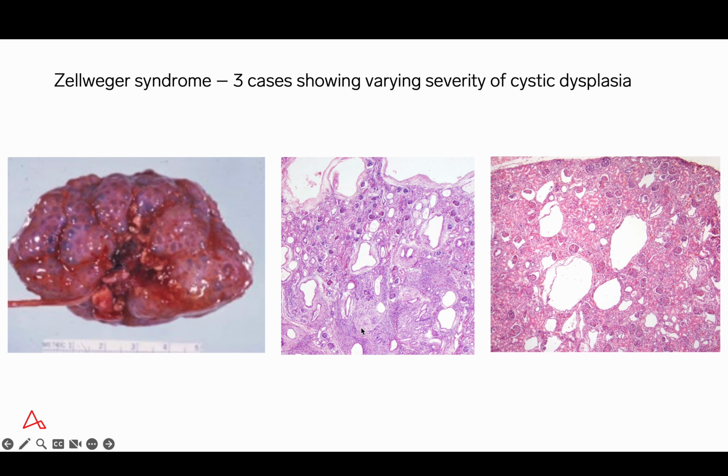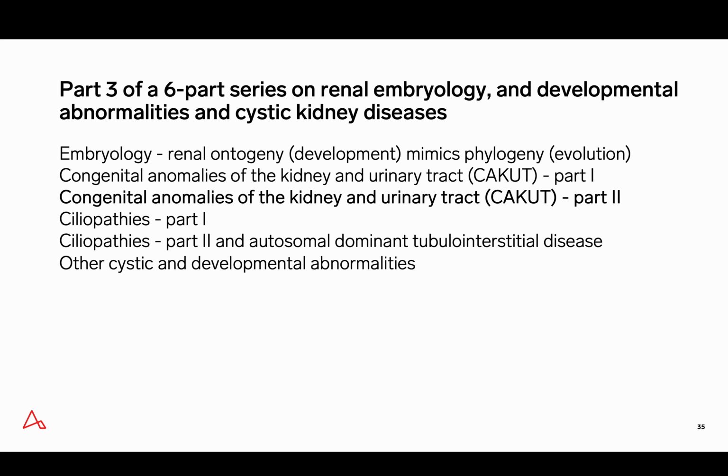And finally, here's an example of Zellweger syndrome with a diffuse multicystic dysplasia here on the left. The two images on the right show some normal nephrons, but then dysplastic elements admixed with the normal nephrons. So both show examples of focal dysplasia. Well, this concludes part one of CAKUT.